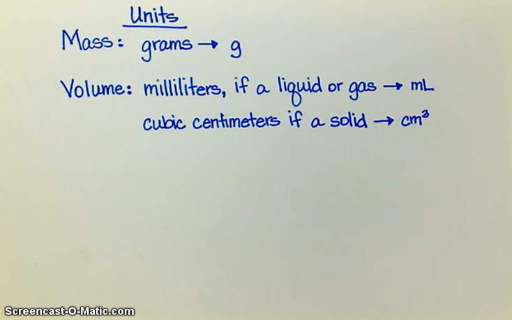I've already written over here, mass is usually given in grams, sometimes in kilograms, but for our calculations for density, it'll be in grams. Volume of a substance, if it is a liquid or a gas, will be in milliliters. If it is a solid, it's probably going to be in cubic centimeters. So make sure that you recognize those abbreviations. Now we're going to talk a little bit about density and what its units are.